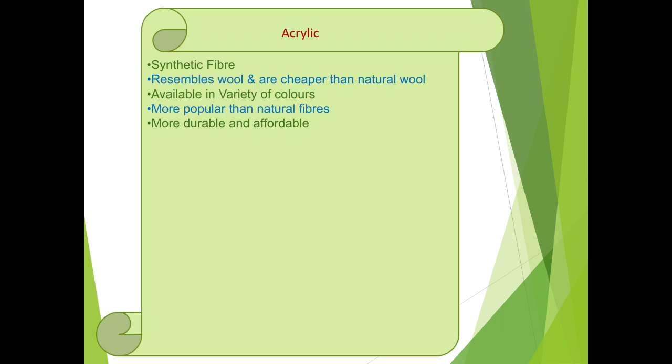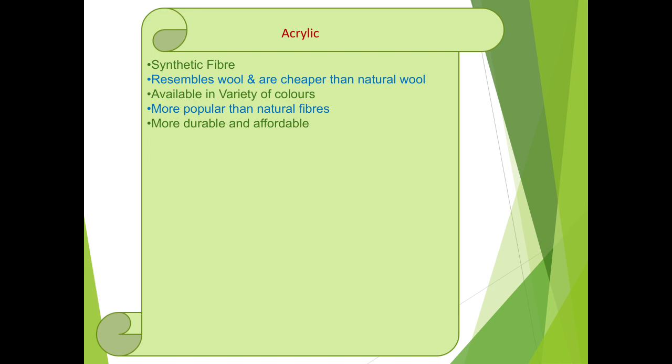Okay. Then another type of synthetic fiber is acrylic. Acrylic is somewhat similar to wool. The natural wool is obtained from sheep, and we know that that is more expensive. But acrylic is a synthetic fiber, and it is made in laboratory conditions, and hence it is cheaper than the natural wool obtained from animals. Okay. Then acrylic is also available in a variety of colors. That is, acrylic can be colored using dyes, and we can make it in different colors.